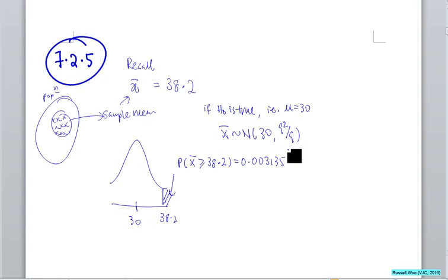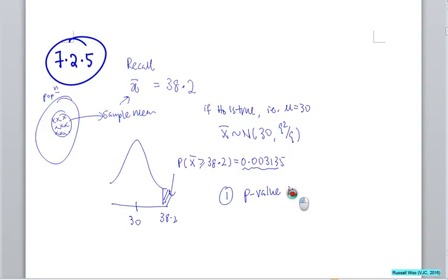I'm going to say 3 things. First thing, this is what we call the p-value. Terms don't mean anything to us, so let's be very clear about what this p-value means. This p-value is the probability of getting 38.2 or greater. Correct? In this context.